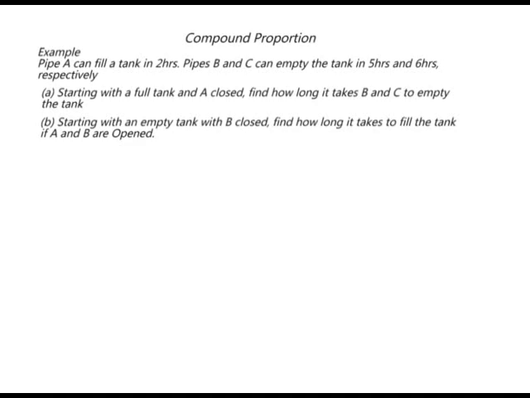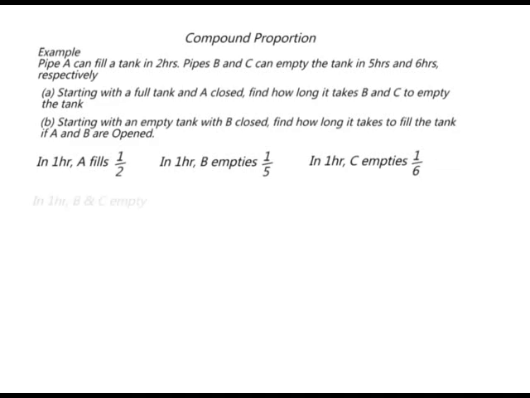The only thing you need to find in such questions is the fraction of the work done per unit time. That is the fraction of the tank filled in 1 hour. A whole tank has a fraction of 1 over 1, or 10 over 10, 5 over 5, 30 over 30, or whatever fraction. A takes 2 hours to fill the tank. So in 1 hour, it will fill a half of the tank. B takes 5 hours to empty the tank. So in 1 hour, it will empty 1 over 5 of the tank. And C will empty 1 over 6 of the tank in 1 hour.